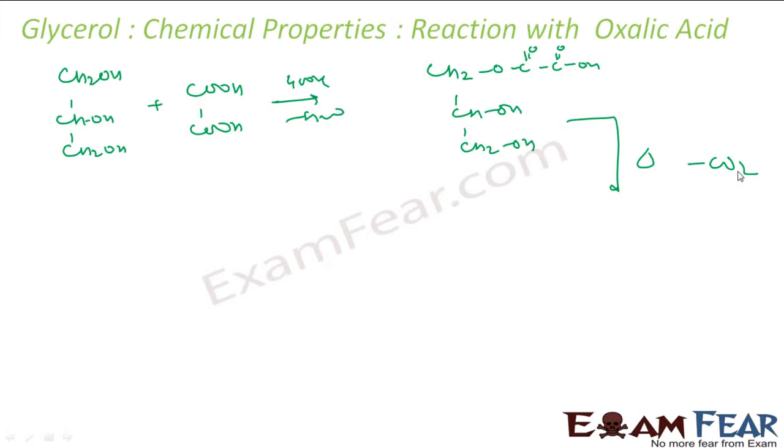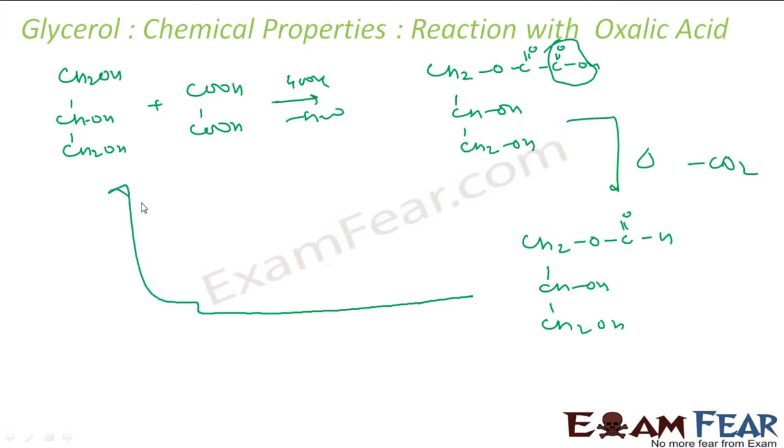So you get H2COH, CHOH, and CH2OH. This carbon dioxide is lost actually when you heat this. Correct. And this you can do hydrolysis and get back the glycerol. So you're back to the same circle.